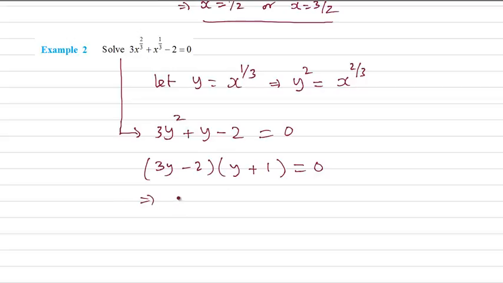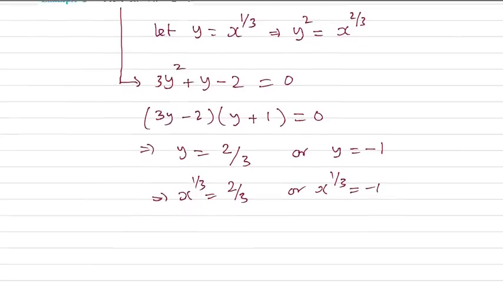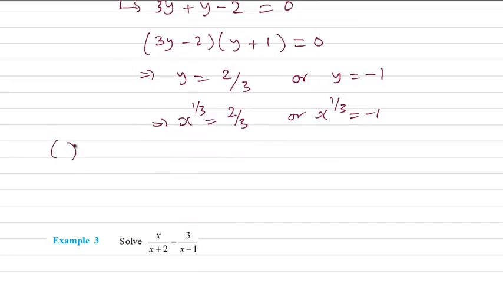So we get two solutions, y equal to 2/3 or y equal to minus 1. So this means x to the power 1/3 equal to 2/3 or x to the power 1/3 equal to minus 1. Now we take the cube of both sides. So we will have x equal to 8 over 27 or x equal to minus 1.